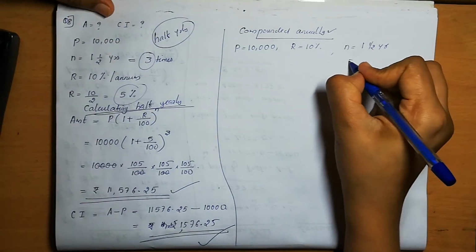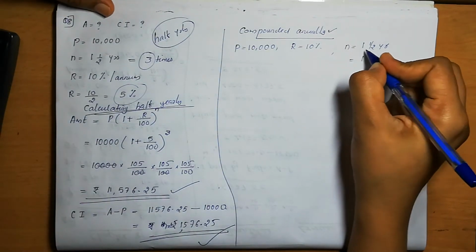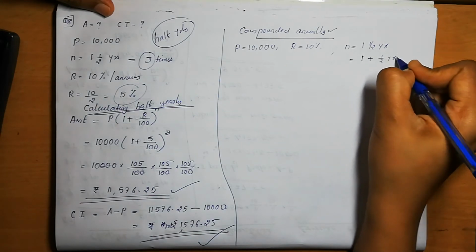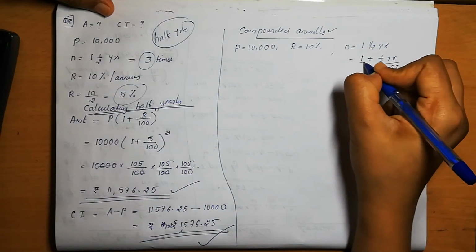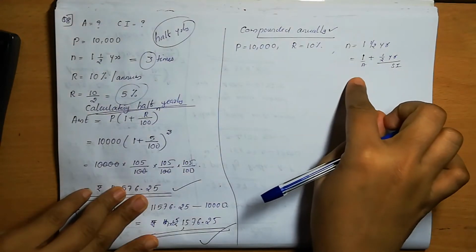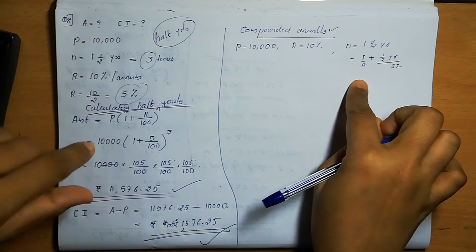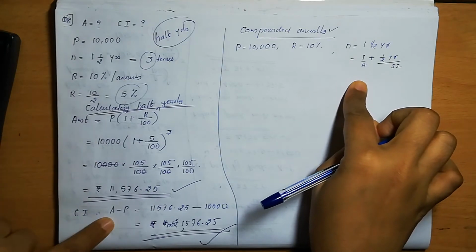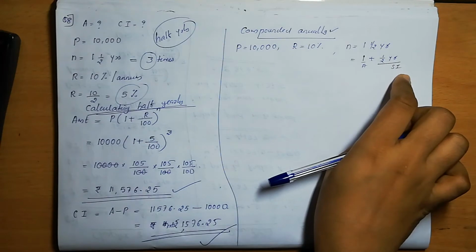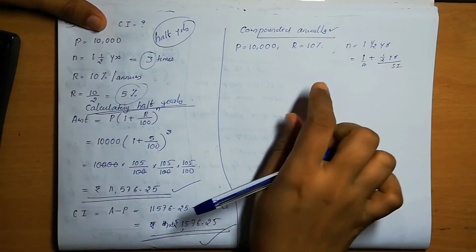1.5 years means for 1 year we need to find using the amount formula. Once you get the amount, the compound interest is amount minus principal. Then for the next half year we need to find using the simple interest formula. Okay, so this we can find out.